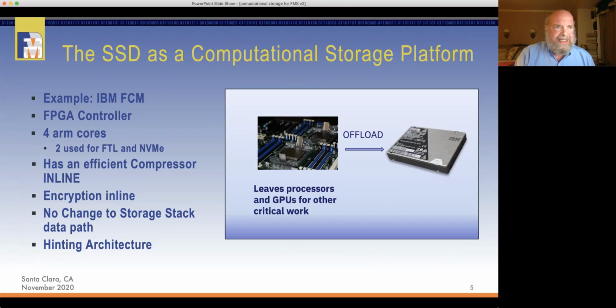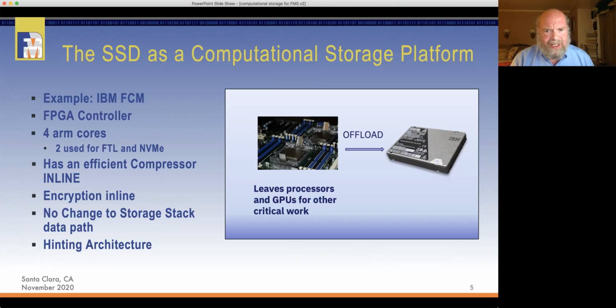The one that is the most differentiating is the compressor that we have. This is a modified dynamic Huffman compressor that does a very good job on compressing the data, and it's done inline. It's not like the storage system has two different PCI Express functions here, and you compress the data and then you move it. It's done inline.